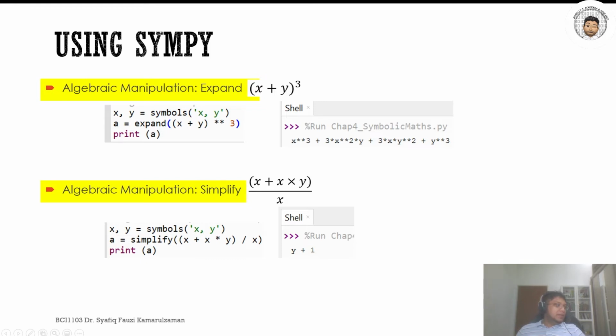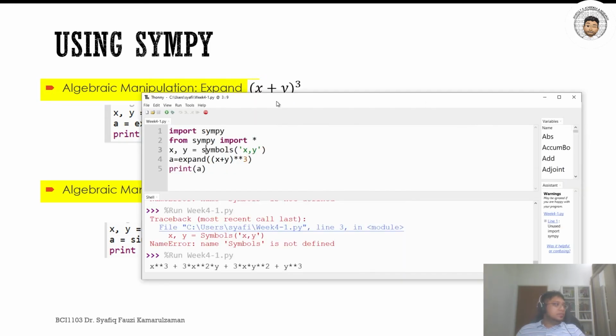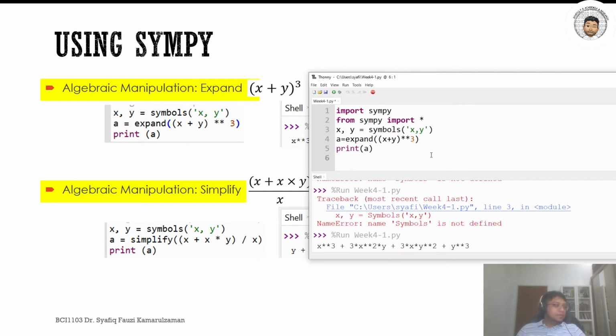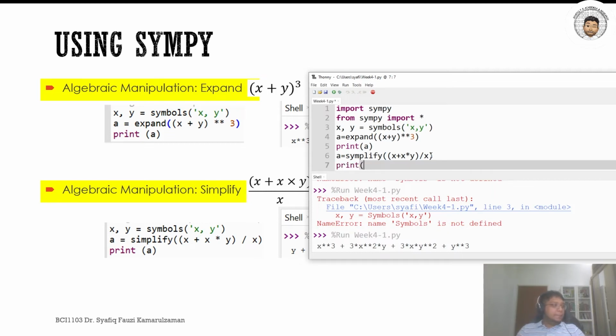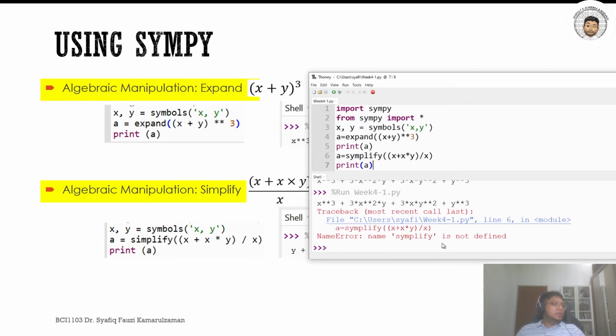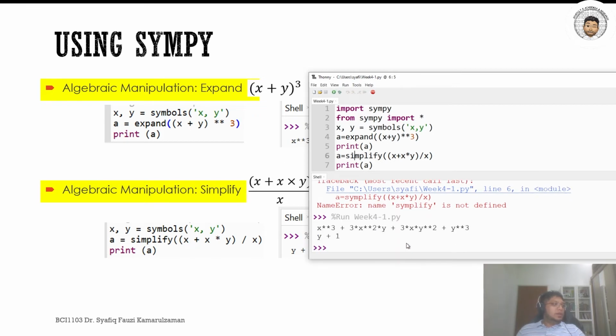Okay, so same thing, if you want to simplify, we put another one down here. Okay, a is equal simplify x plus x times y, okay, divided by x. Okay, and then we print a. So when you run this, simplify. Okay, so you got this. The answer is y plus 1. Okay, this one we comment out first.